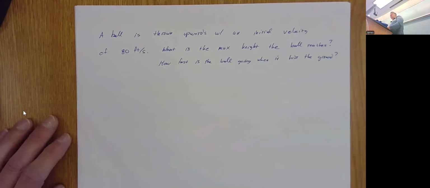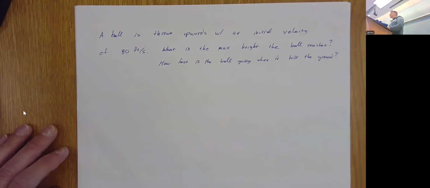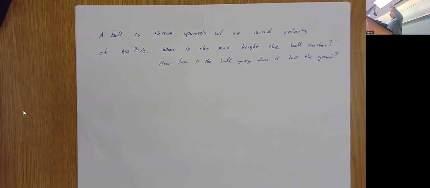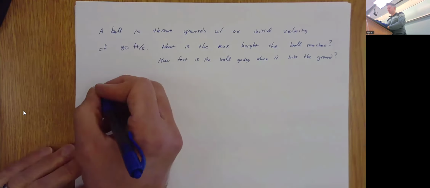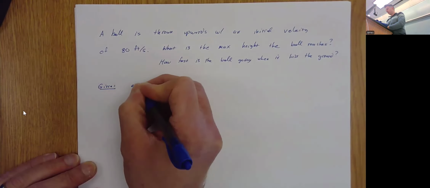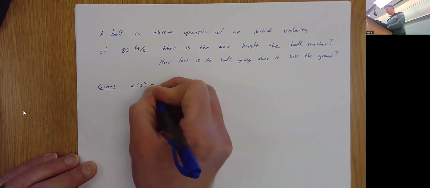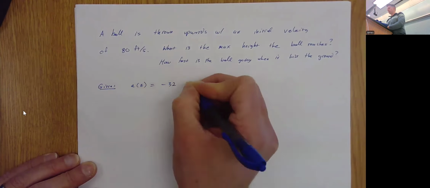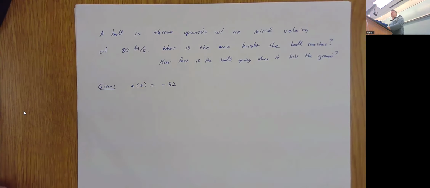But to do any of this, we have to kind of derive the equations for position and velocity. Given that the acceleration of a body in motion due to gravity is negative 32 feet per second squared. I'm going to leave off the units and just write negative 32. So that means every second, the velocity downward increases 32 feet per second.